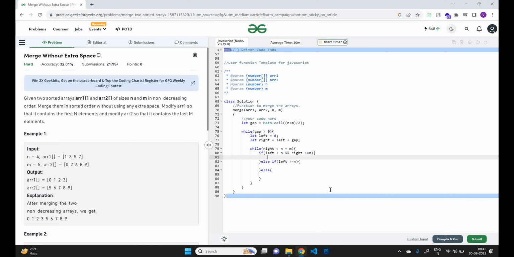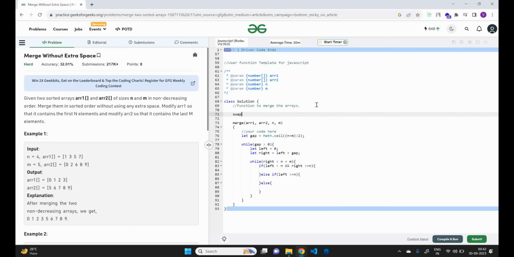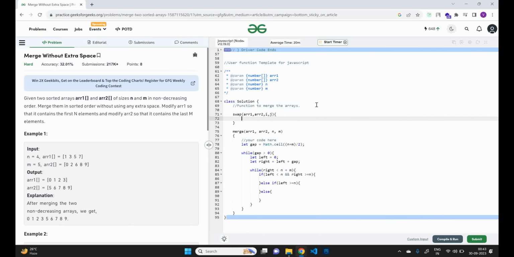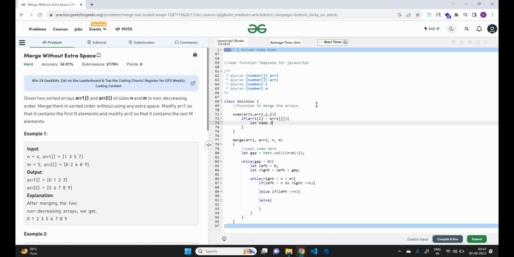So we need to swap, right? Because we know we need to swap, let me write a swap function. Let's say it receives two arrays, and i and j are two pointers. What we need to check is if array 1 of i is less than array 2 of j, not less than, it should be greater than. If it is greater than, that means we need to swap, right? If it is greater than, that means they are not sorted.